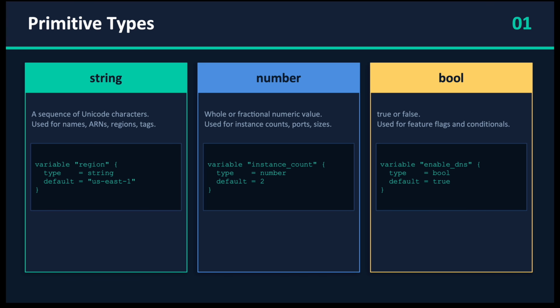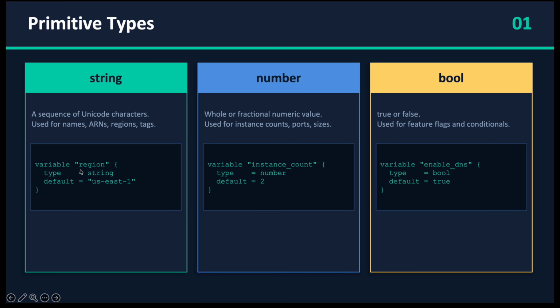So let's start from the primitive type. We have three kinds of primitive type in Terraform. First one is string. String is basically text. You can pass the region name, ARN, environment name, all are strings.